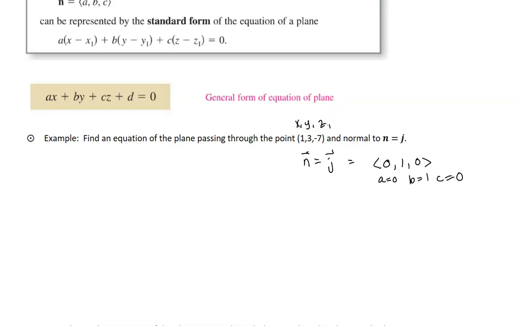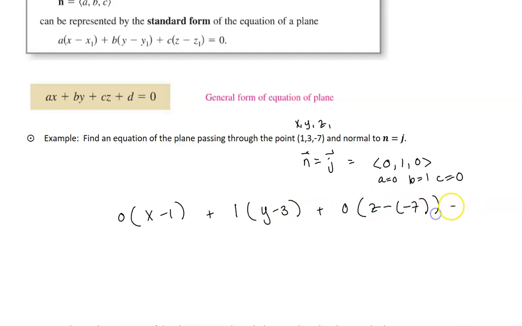So putting this in the standard form, I will have a, which is 0, times x minus 1, plus b, which is 1, times y minus 3, plus c, which is 0, times z minus negative 7. And that's all equal to 0. Now, it's pretty obvious that this goes away and this goes away because you have a 0 here. So really we just have y minus 3 equals 0.